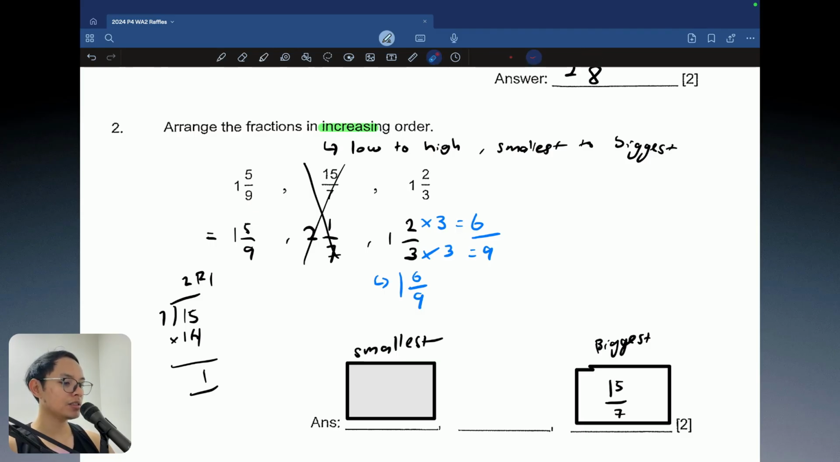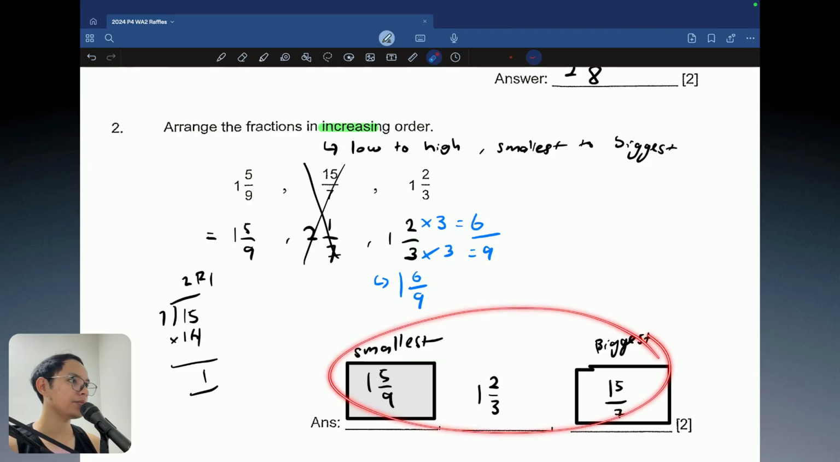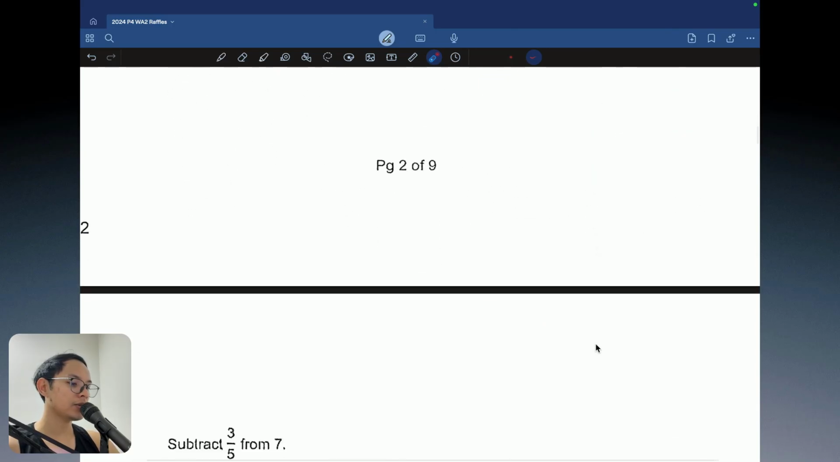So now out of these two fractions over here, 1 6 over 9 and 1 5 over 9, which one is the smallest? So if you say 1 5 over 9, you're right. So we put here 1 5 over 9. Okay, let me put this in black, so it's consistent. 1 5 over 9. And then the other one is 1 2 out of 3. Okay. So this should be your final answer over here. All right. So let's move on to the next question.